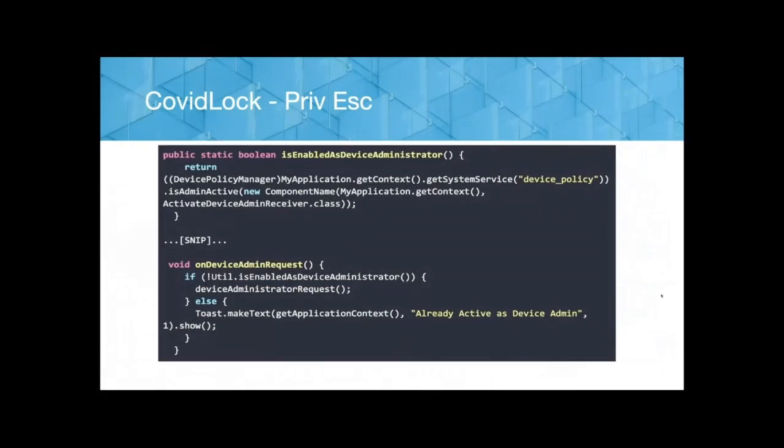I'm not going to spend too much time here, but I did want to show some of the decoded code from CovidLock, highlighting how it checks whether the user is an administrator on the phone or not. And let's move on to the next slide.